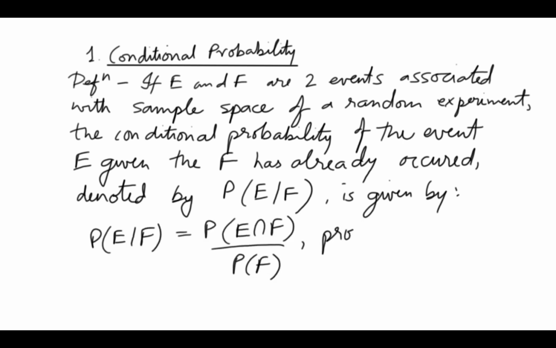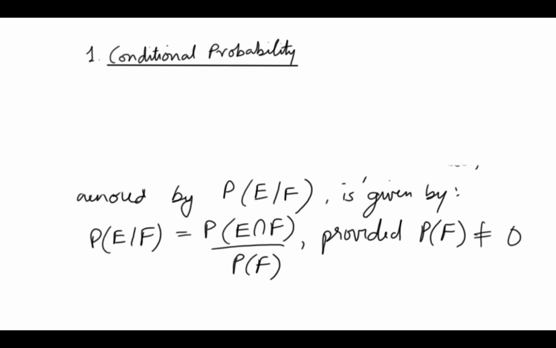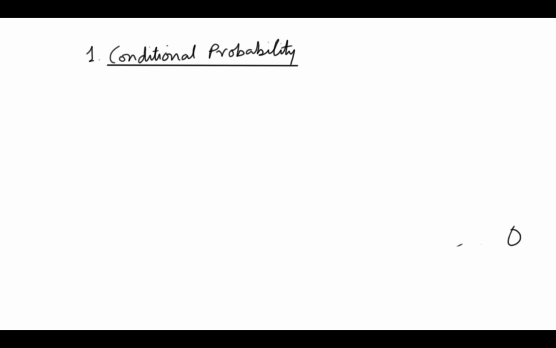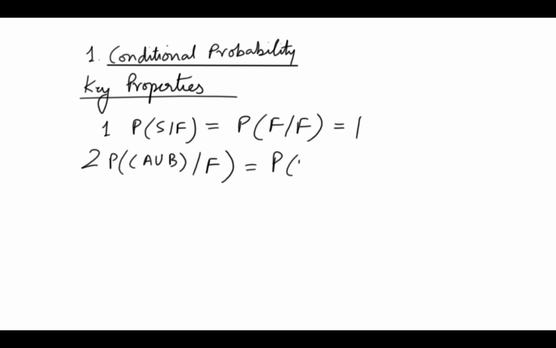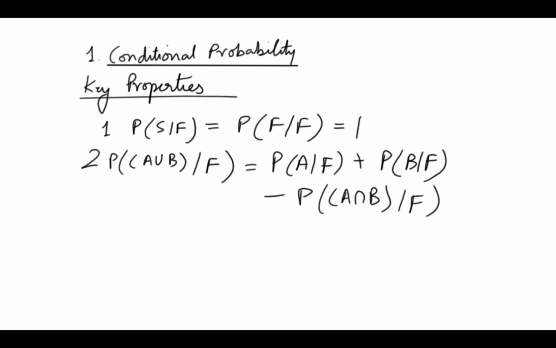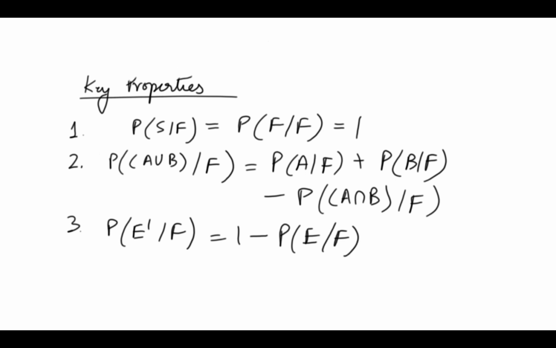Conditional probability measures the chance of an event happening given that another event has already occurred. Mathematically, it is the probability of both events happening divided by the probability of the condition that is already guaranteed. So, some key properties are given on the screen, right?